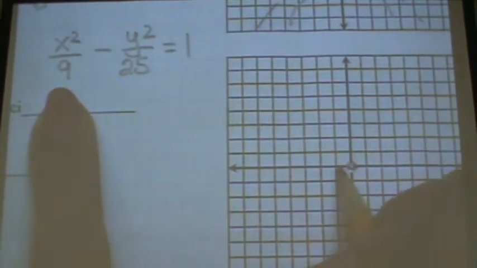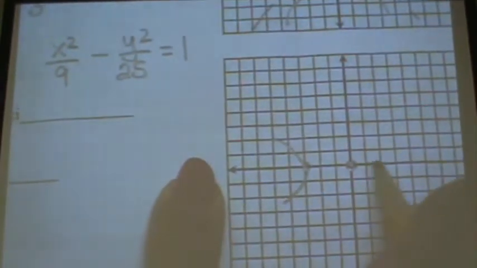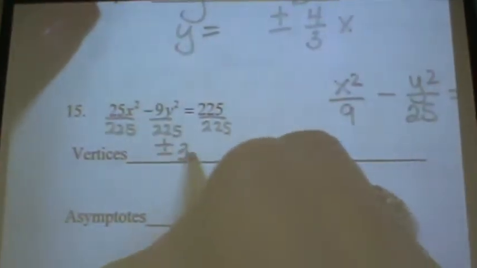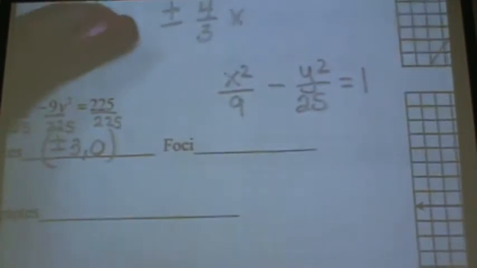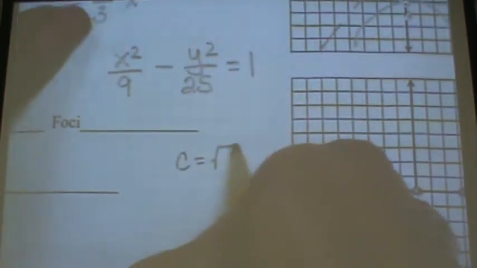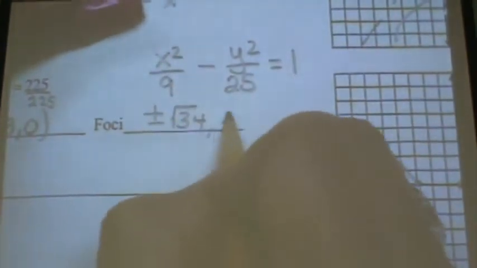You're going to go 3 units this way. So this is going to look like this. 3 units this way. So these are your vertices. So plus or minus 3, 0, those are your vertices. Your fixed points are inside here. So you have to add these two up, you get 34, and then take the square root. So C is root 34. So root 34, wherever that is, it's going to be this way. So your fixed points are plus or minus root 34, comma 0.